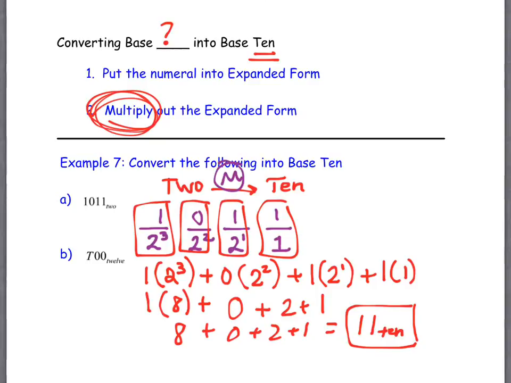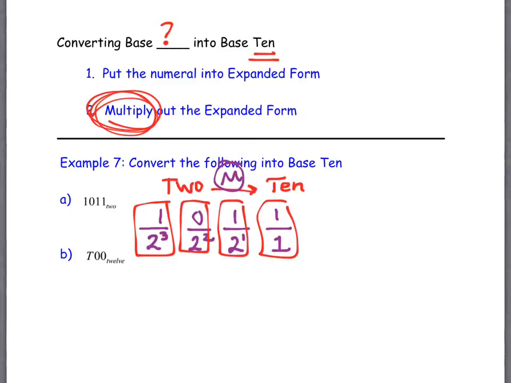I'm out of space, so I'm going to actually delete all my red pieces. Does everybody have everything written down that they need? Okay. All right, so this number is T00 base 12. So I've got 3 placeholders.